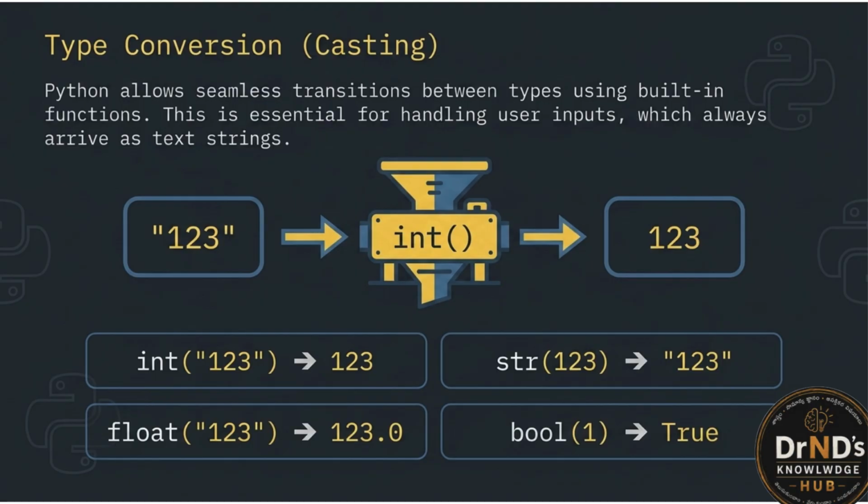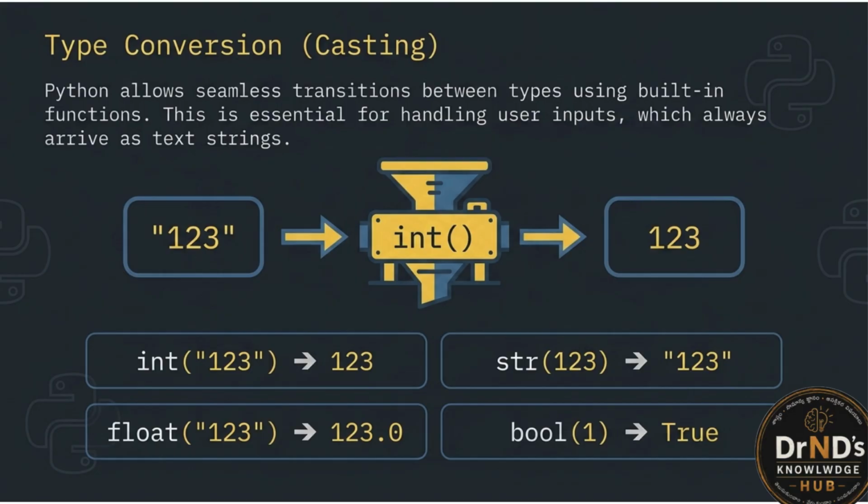Now, converting numbers to Boolean values. Python also provides the bool() function. For example, bool(1) returns True because non-zero values are considered true. Similarly, bool(0) returns False because 0 is treated as false here.